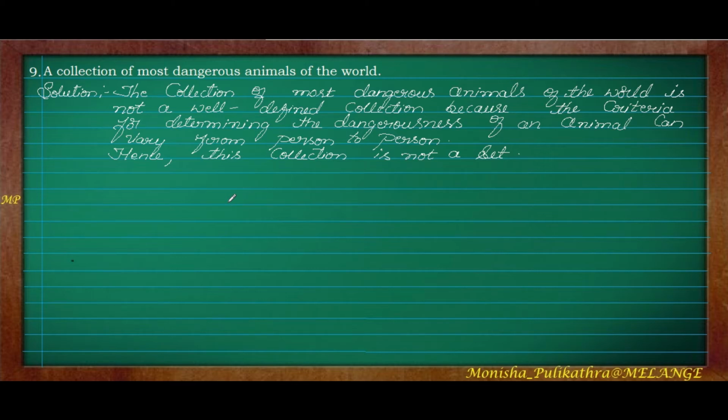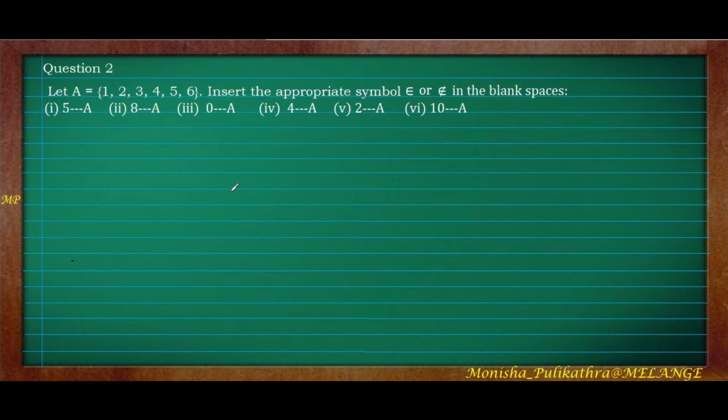If I consider a snake a dangerous animal, you may consider a tiger or lion or cheetah the dangerous animal. So the dangerousness of an animal depends on person to person, on how phobic they are towards each and every animal. Hence this type of collection is not a set. I hope you understood this. Moving on to the second question.